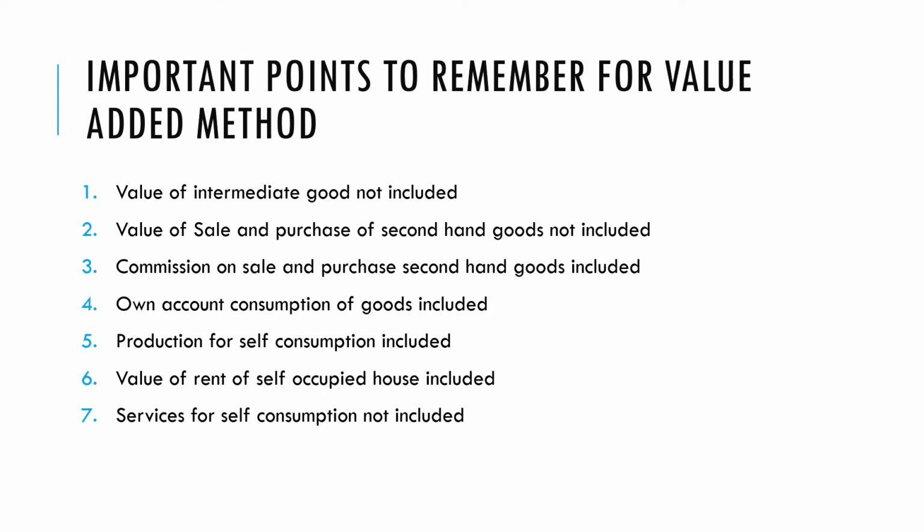Third, commission on sale and purchase of second-hand goods is included because they are earned in lieu of rendering a service. Own account consumption of goods is included. Whether the production is for sale or own account consumption, it becomes part of production. Similarly, production for self-consumption is also included. Value of rent of self-occupied house is included. So whether the house is rented or is self-occupied, value is included in the production.